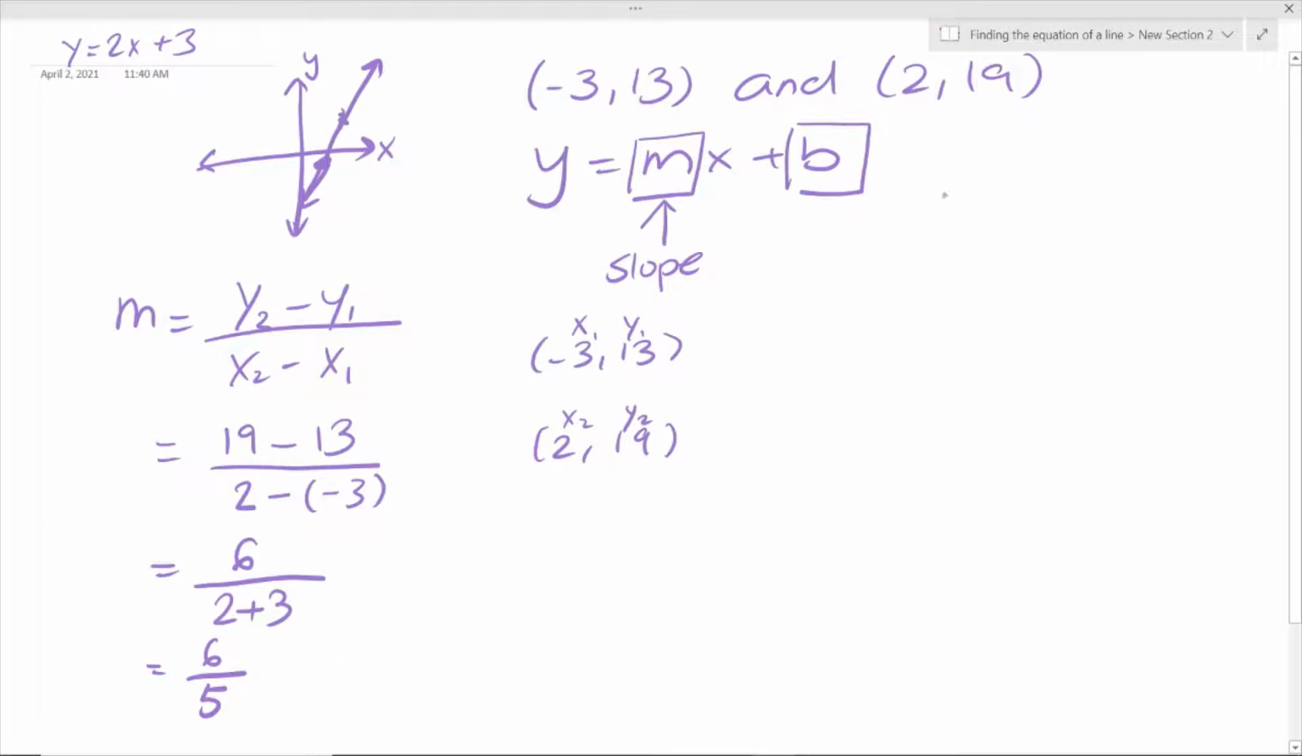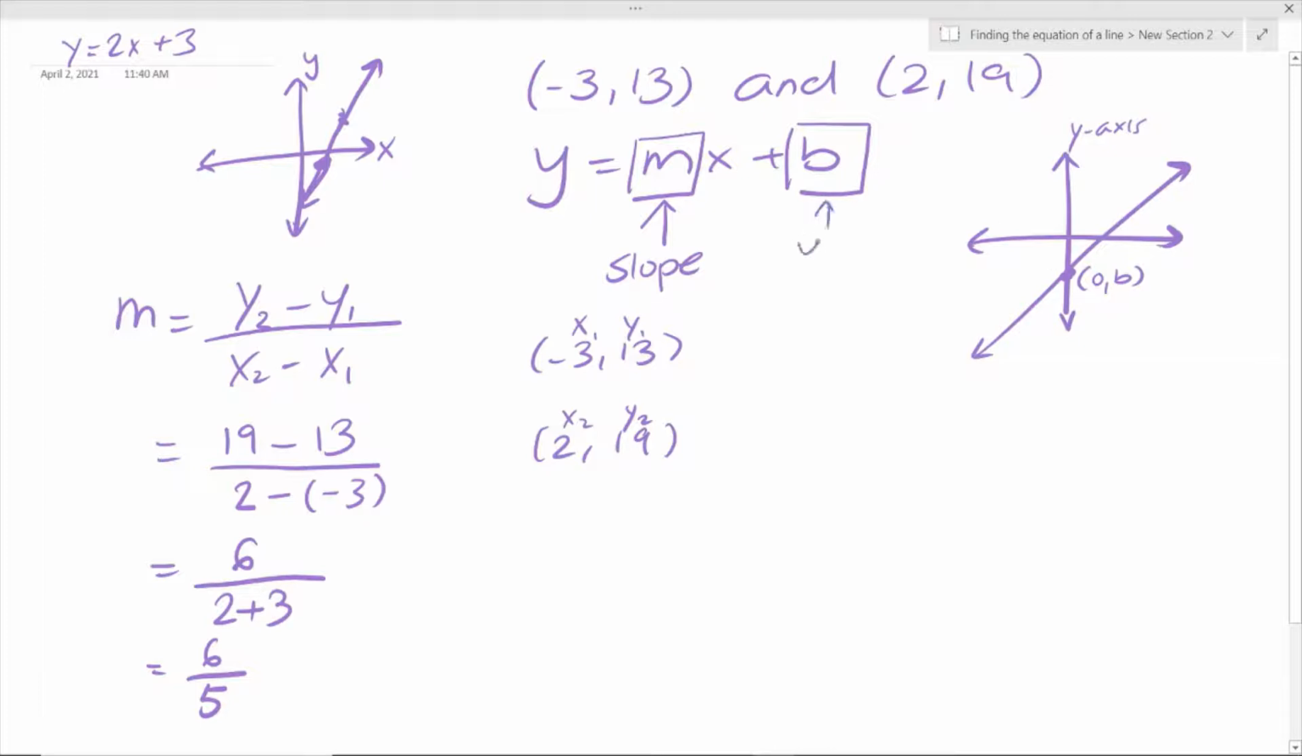Now we are going to find our y-intercept. Graphically, our y-intercept is the point that intersects the y-axis. So let's say we had a line that looks something like this. For instance, this is the y-axis, right? So this is the point that this line cuts the y-axis. So this is (0, b), and this is our y-intercept.